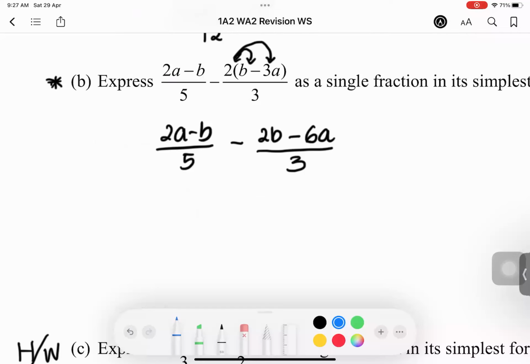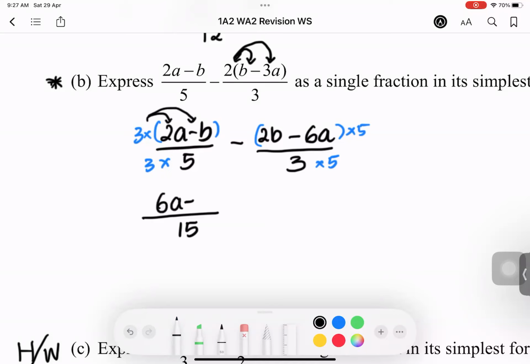Alvina, what are we going to do next? Change the denominator. Yes, make the denominator the same. So what do I need to multiply? Times 3 and times 1. Next person, Shakira, after I expand, what do I get? The first one, 6A minus 3B. Very good. Subtraction. Next one.